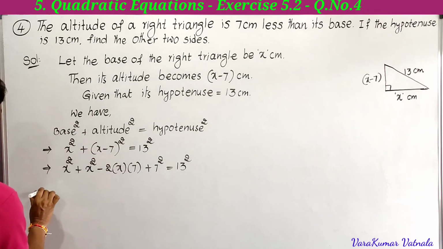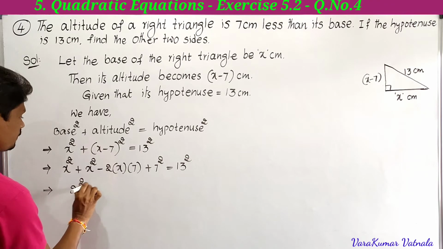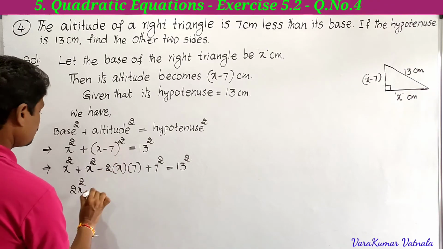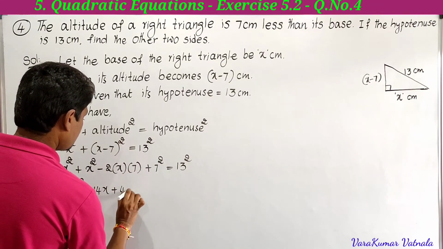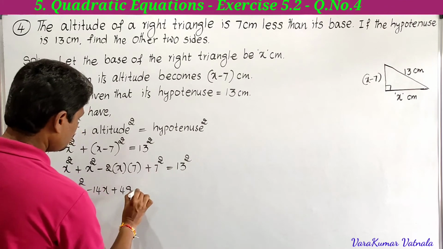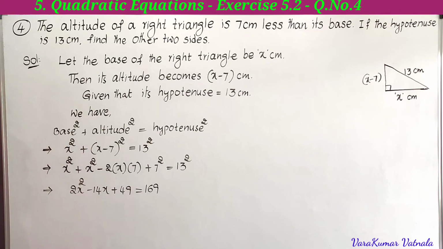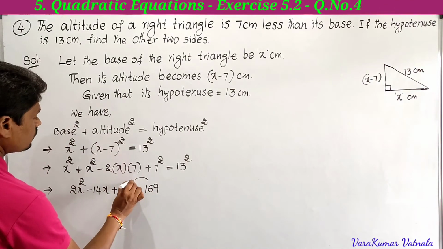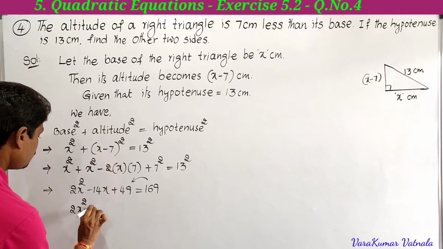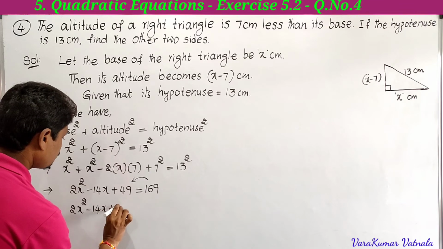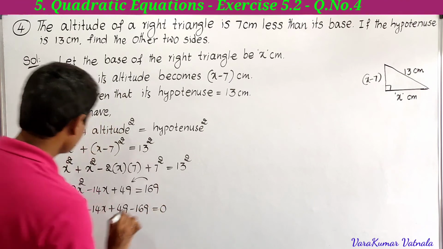So now we have to simplify again. x square plus x square becomes 2x square. So 2 into x, 2x into 7, minus 14x. So plus 7 square is 49, equal to 13 square, which is 169. So now take 169 to the left side. Finally we have 2x square minus 14x plus 49 minus 169 is equal to 0.